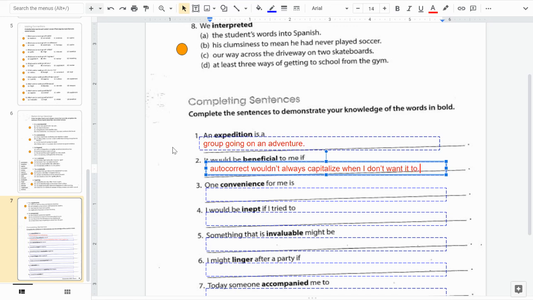So you would create your own sentences. You don't have to use autocorrect. I just thought it was funny. But then again, my humor, as we all know, is a little off at times.